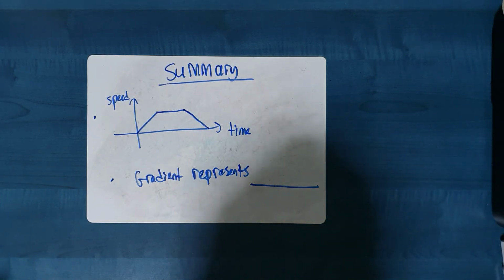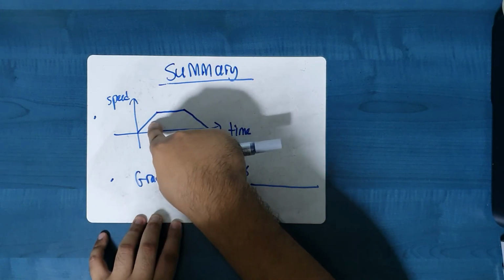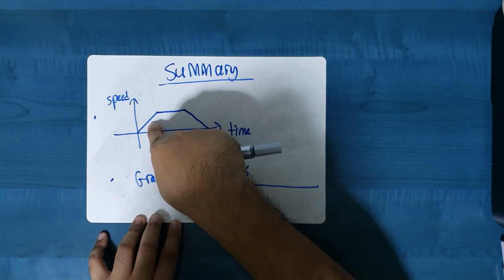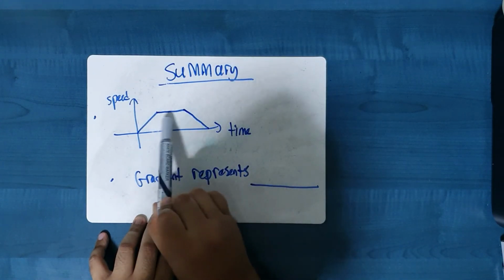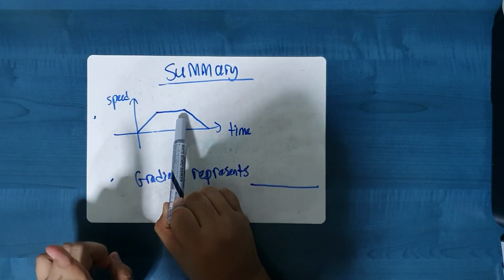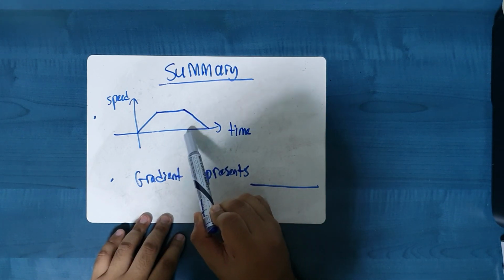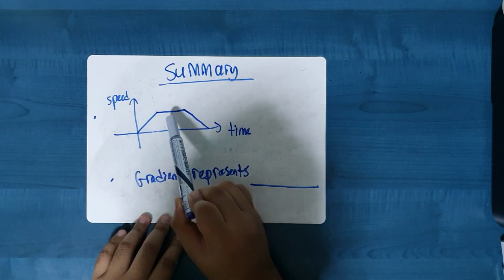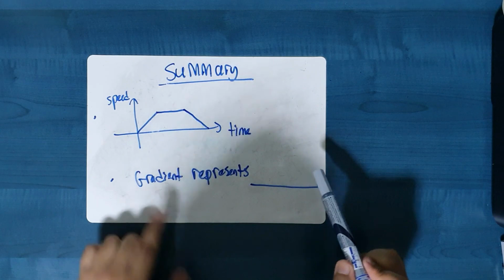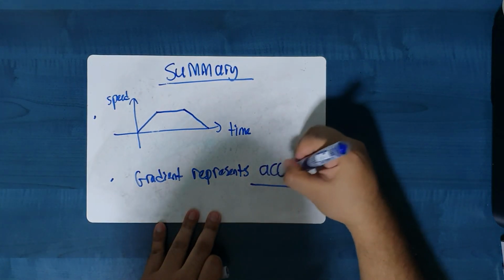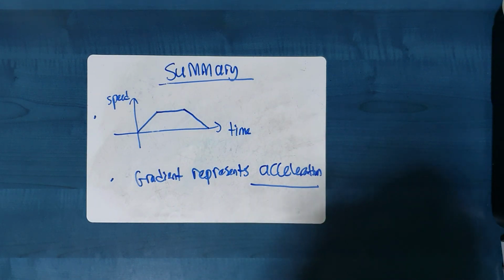So, in summary, for a speed time graph, this type represents motion at constant acceleration. The speed is increasing but at constant acceleration. This part represents motion at constant speed. And this part represents motion at constant deceleration. So speeding up, constant speed, slowing down. And the gradient of all these lines represents acceleration. Alright, and that is the end of the first part.